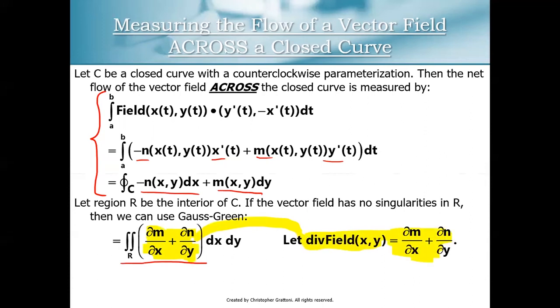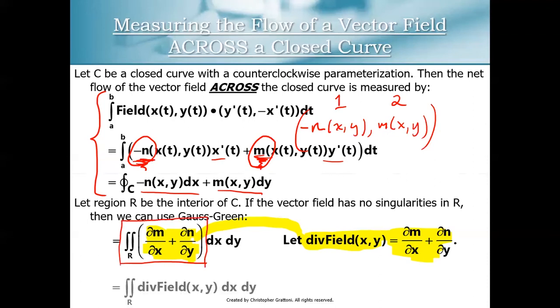Now, if you want to figure out where this dM/dx plus dN/dy comes from, you would plug negative N and positive M into the Gauss-Green formula, where you treat negative N as the first component of your vector field, and M as the second component. So if you think of this as negative N of x y, comma M of x y, and you plug the first component where you would normally have M, and the second component where you normally have N, that's going to give you this double integral that you have right here.